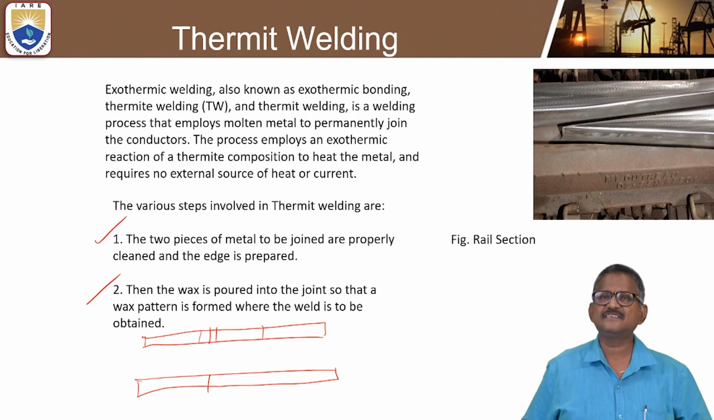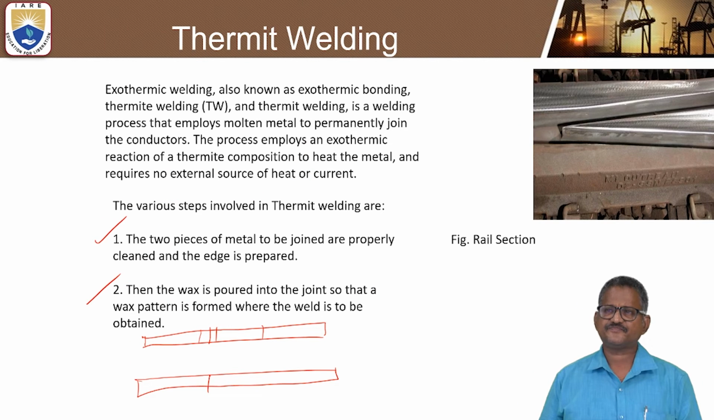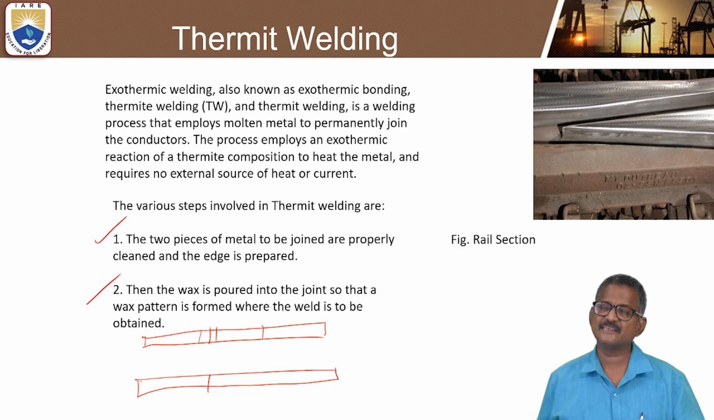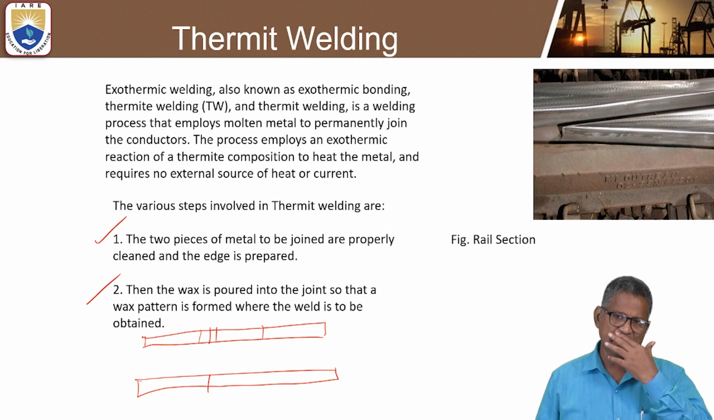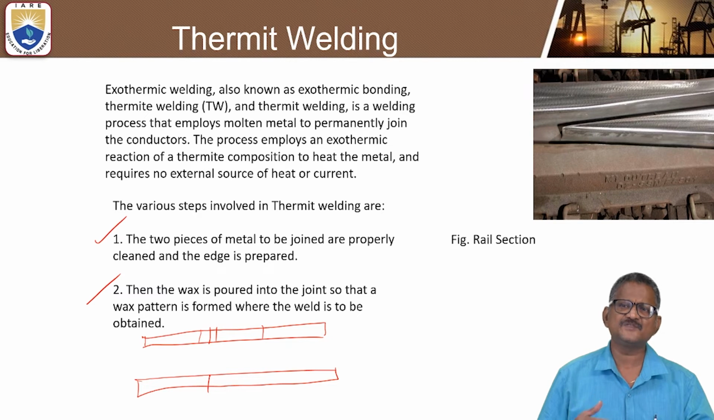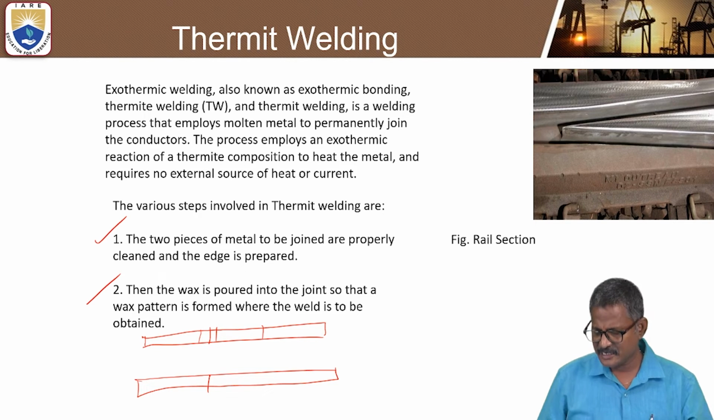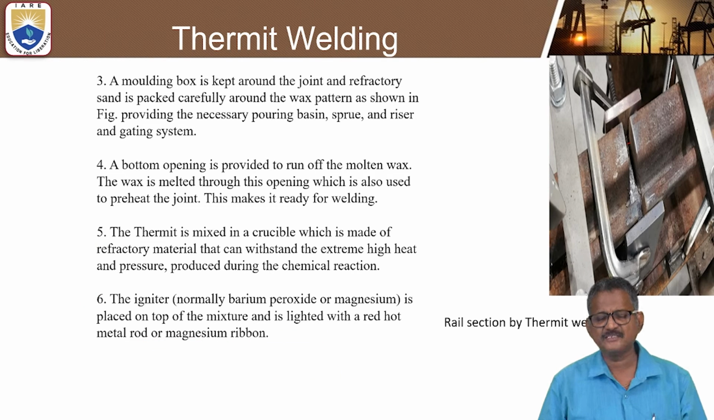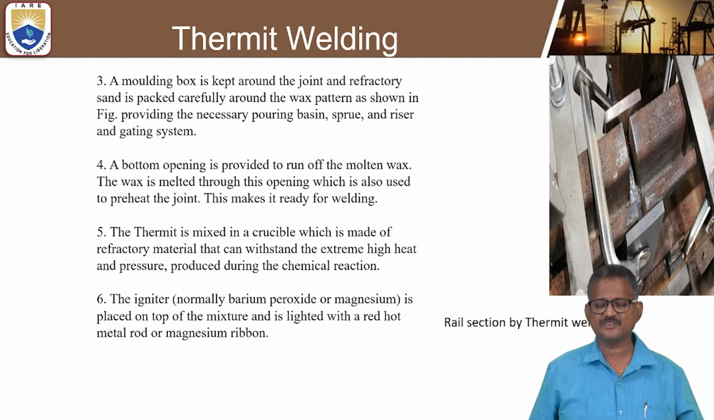Okay, now let us see these 6 steps. The first step is that the two pieces of metal to be joined are properly cleaned and the edge is prepared. Then the wax is poured into the joint, so that the wax pattern is formed where the weld is to be obtained. Now the third point is that the molding box is kept around the joint.